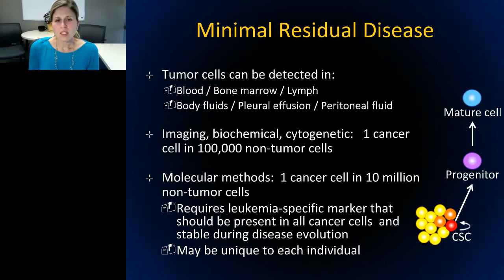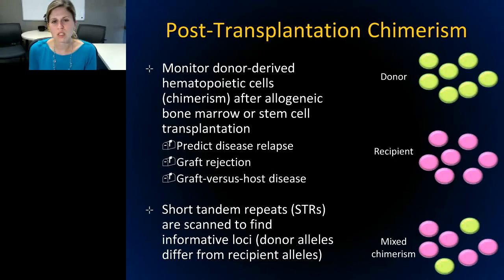Those tumor cells can be detected in a number of different places, in the blood especially, but certainly in some body fluids as well. Using traditional imaging and biochemical methods, you can detect 1 in 100,000 non-tumor cells, but using some of the molecular methods, you're able to detect 1 in 10 million non-tumor cells, so it's far more sensitive. But you have to have some kind of a cancer-specific marker, a leukemia-specific marker or a solid tumor-specific marker that is found in all of the cells, and it's going to remain within all of those cells. And it should also be a marker that's unique to each individual. And then you can use several of the methods that we've already discussed to detect that.